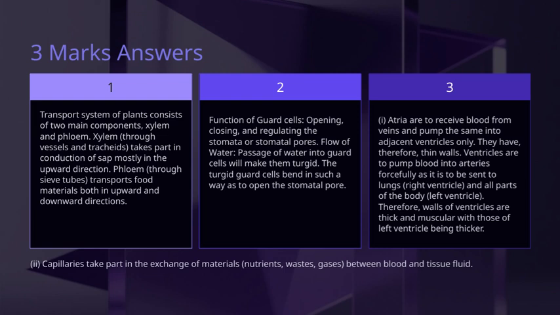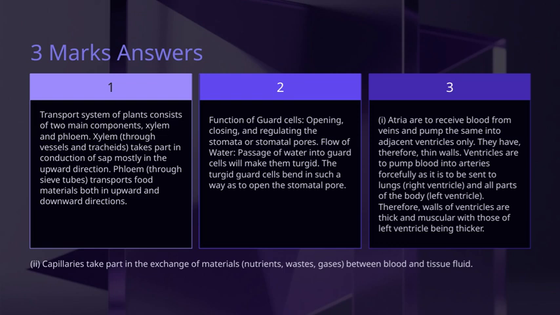Shifting gears to plants, their transport system mainly consists of xylem and phloem. Xylem transports sap mostly upward, carrying water and minerals from roots to leaves through vessels and tracheids. On the other hand, phloem transports food materials in both directions, up and down, via sieve tubes, ensuring that nutrients reach all parts of the plant.